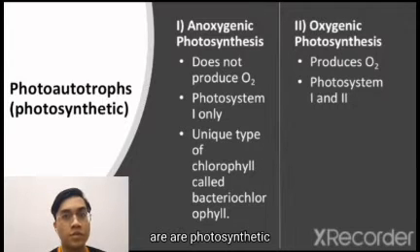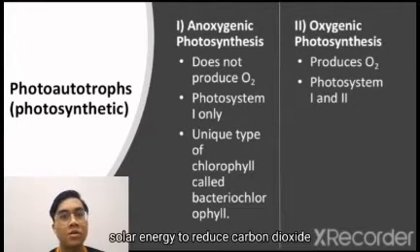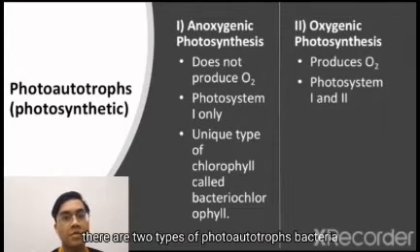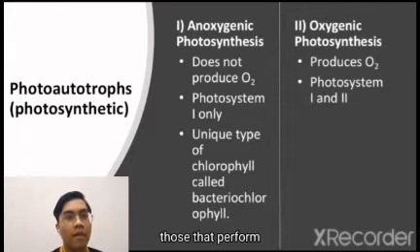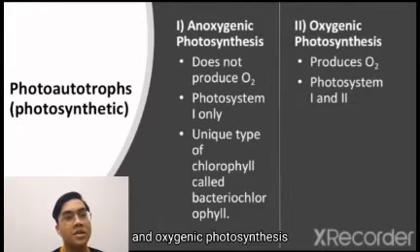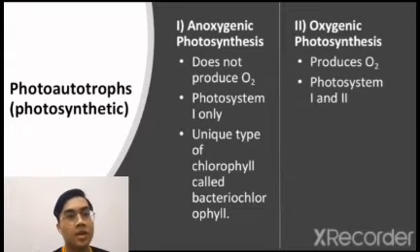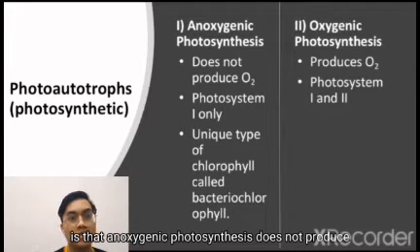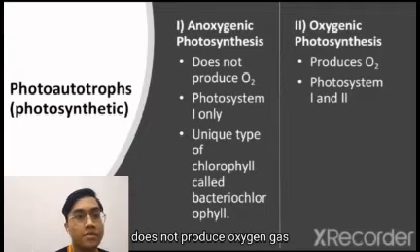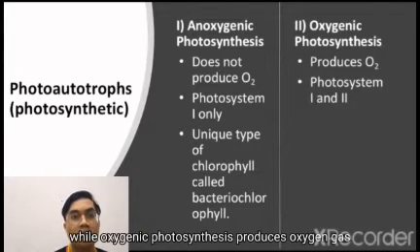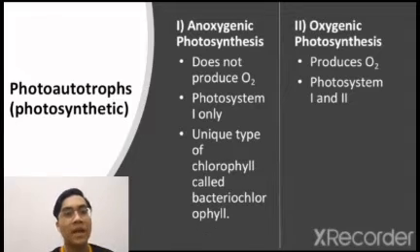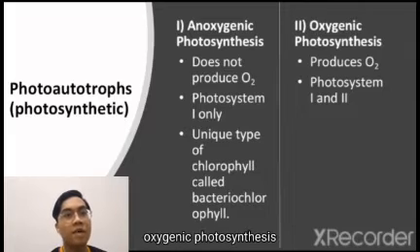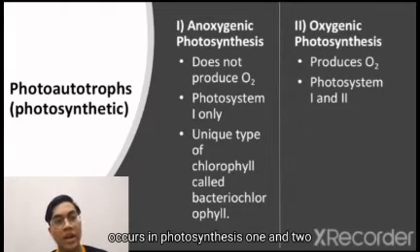Photoautotrophs are photosynthetic, which means they use solar energy to reduce carbon dioxide to organic compounds. There are two types of photoautotrophic bacteria, those that perform anoxygenic photosynthesis and oxygenic photosynthesis. The difference is that anoxygenic photosynthesis does not produce oxygen gas, while oxygenic photosynthesis produces oxygen gas. Anoxygenic photosynthesis occurs in photosystem 1 only, while oxygenic photosynthesis occurs in photosystem 1 and 2.